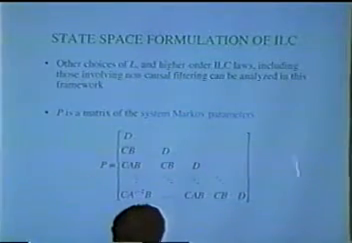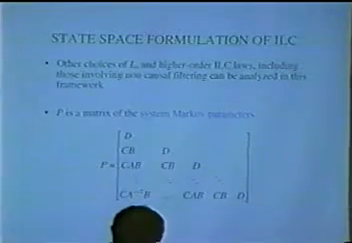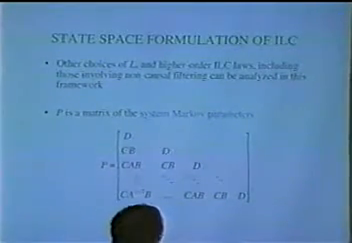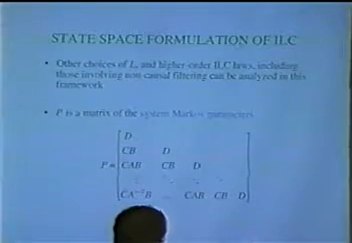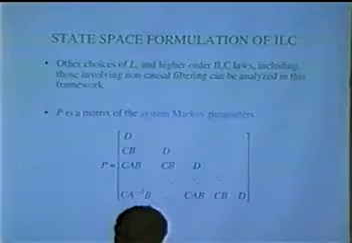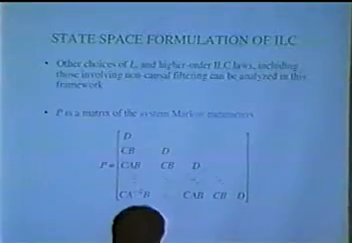So the key word here is system macro parameters. Those are the parameters that make up P, and if you know them, you can use that information to design a learning controller. So for system ID, that's what we're going after: identifying P, which contains the macro parameters of the system.